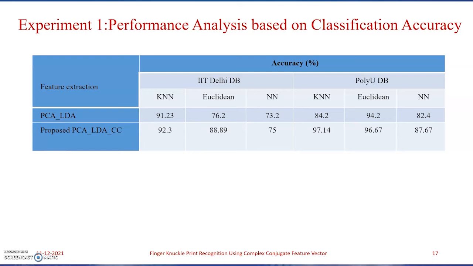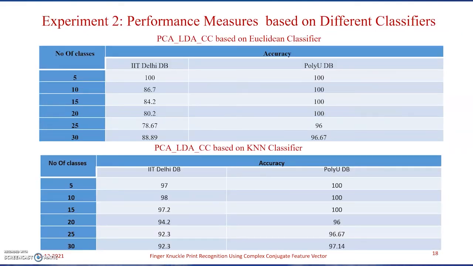And here we have tabulated the proposed PCA-LDA scores: 92% for KNN, 88% for Euclidean classifier, and 75% for neural network for the IIT Delhi dataset, and 97% for KNN, 96% for Euclidean, and 87% for neural network for the PolyU dataset. And experiment 2 is based on the Euclidean classifier for a number of classes.